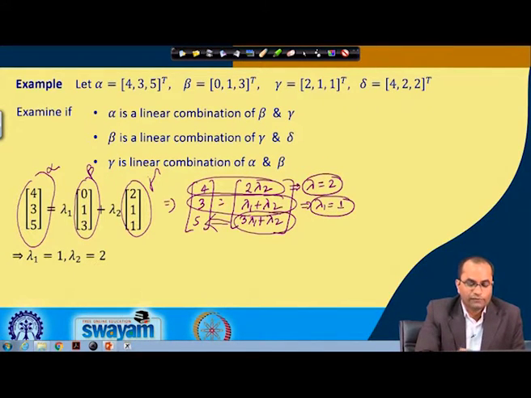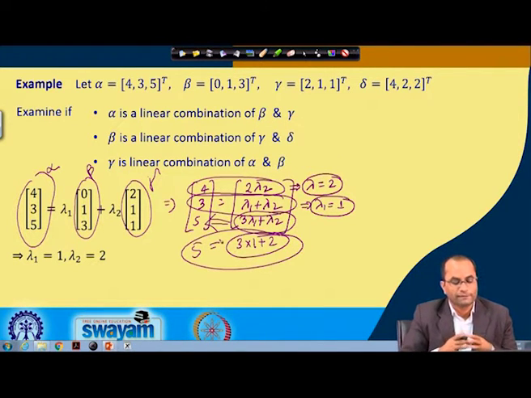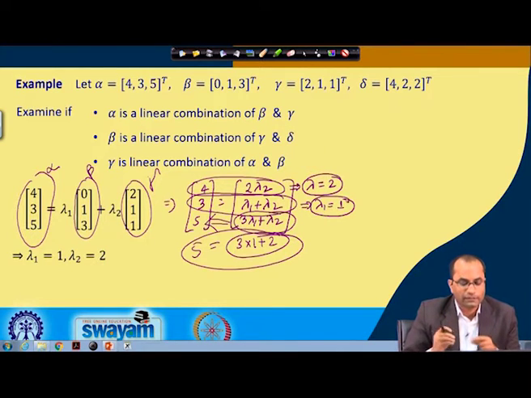Now we have to check whether the third equation is also satisfied or not. So, 3 times lambda 1 plus lambda 2 gives us 5. So, the third equation is also satisfied. For lambda 1 equal to 1 and lambda 2 equal to 2, this relation is satisfied.